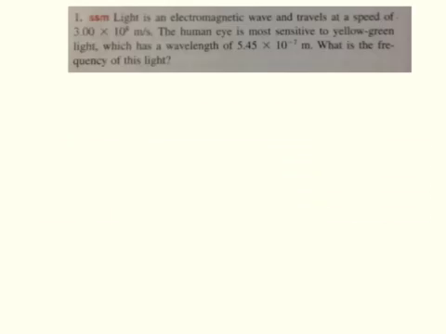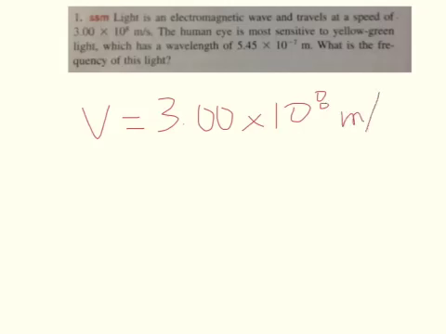So the problem first tells us that light speed is 3.00 times 10 to the 8th meters per second. We can also call that its velocity. So we'll say the velocity equals 3.00 times 10 to the 8th meters per second. And that is simply just telling us how fast light is moving.